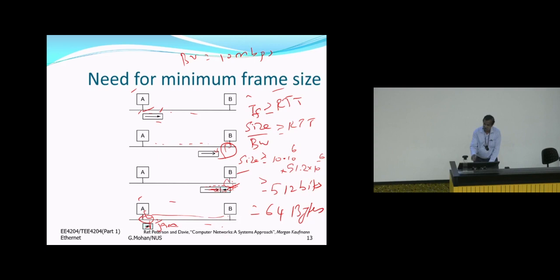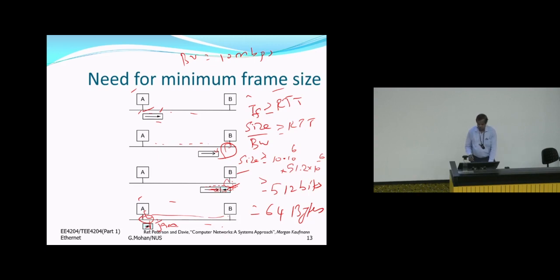When B detects the collision and throws out a jam signal, by the time the jam signal is received, this fellow will still be transmitting its frame. So it will know that its frame has collided somewhere. It doesn't need to know that it has collided with B or C, right? Okay? Is that fine?